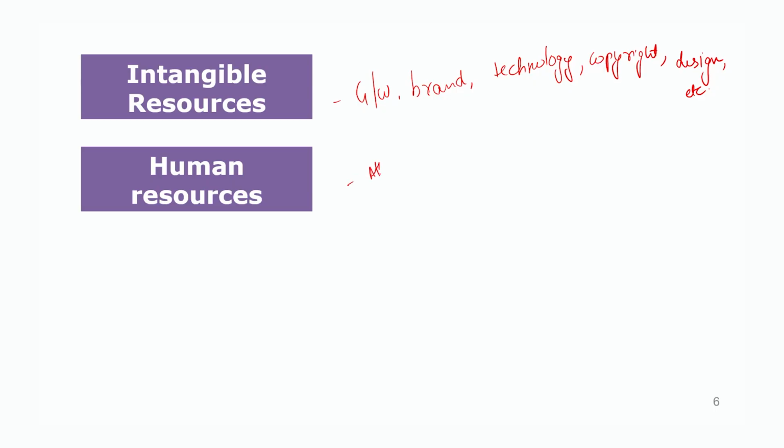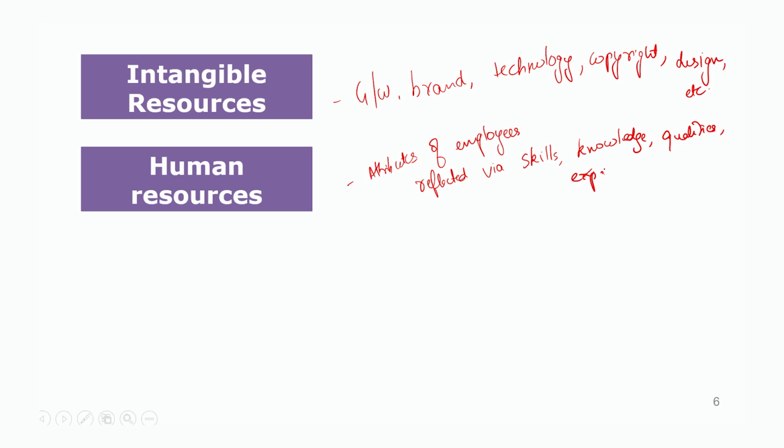So human resources are basically attributes of employees reflected through skills, knowledge, qualities, experience, etc. Human resources nowadays are very important source of competitive advantage.